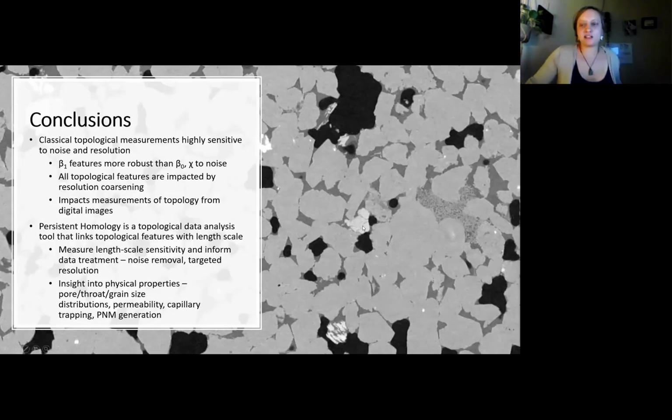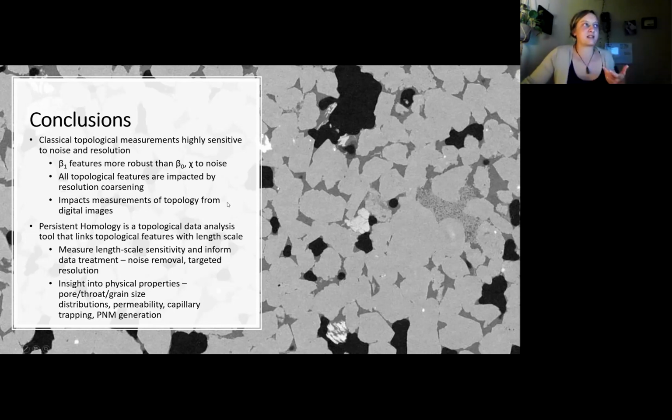Okay, so that I guess brings me to the end. I guess the things that I'm hoping that people take away from the talk are that these classical topological measurements are highly sensitive to noise and resolution. Betti 1 features are maybe more robust than Betti 0 and the Euler characteristic to noise, but all these topological features are impacted by resolution coarsening.